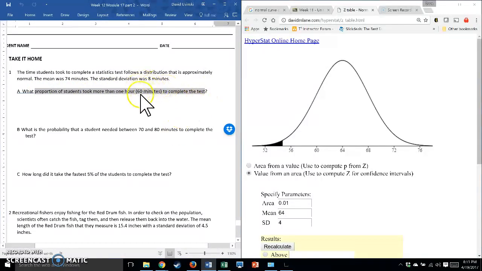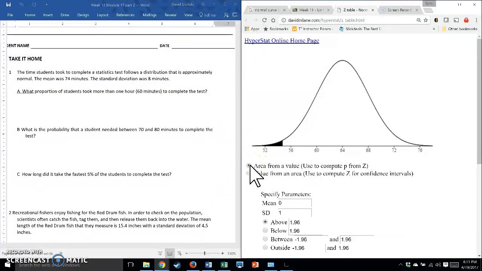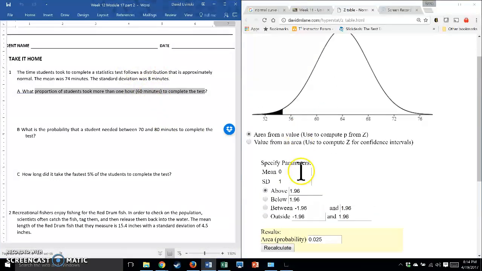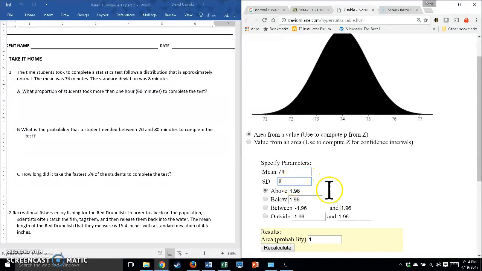So I'm not given a percent here. I have to change this button back to area, because this question is back to the traditional one. I need to find the probability. All right, so the mean is 74. The standard deviation is 8. And I want to find out took more than 60 minutes. So I want above 60. And if you notice my picture here, it's everything shaded from here to the right. And that's about 96% of all my students.